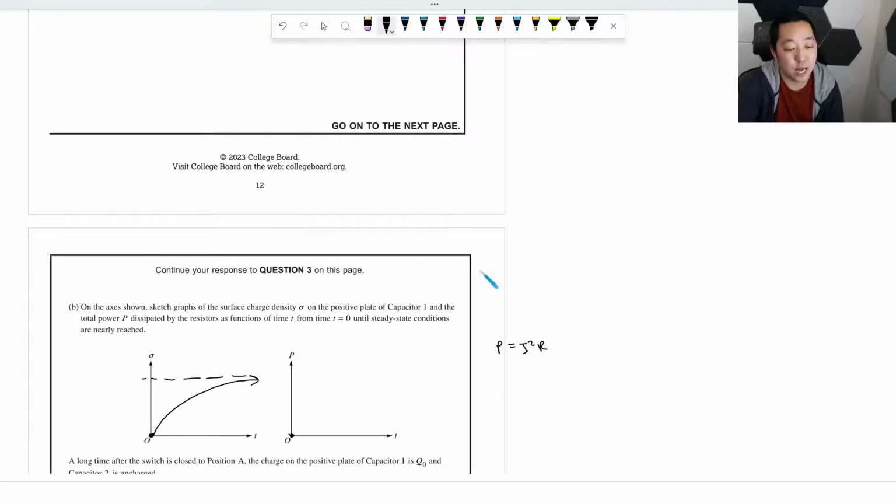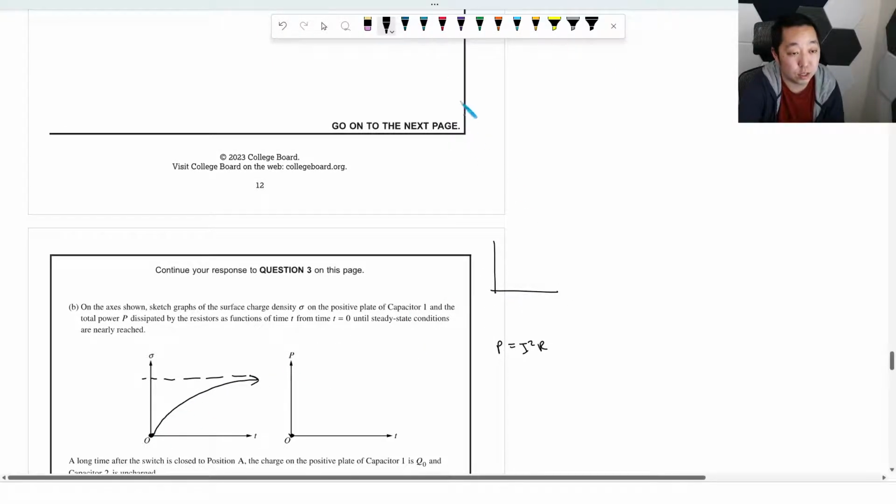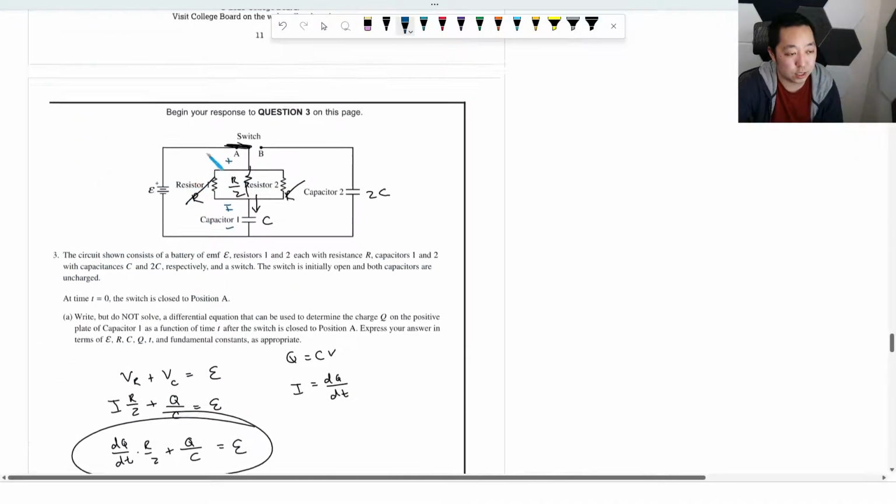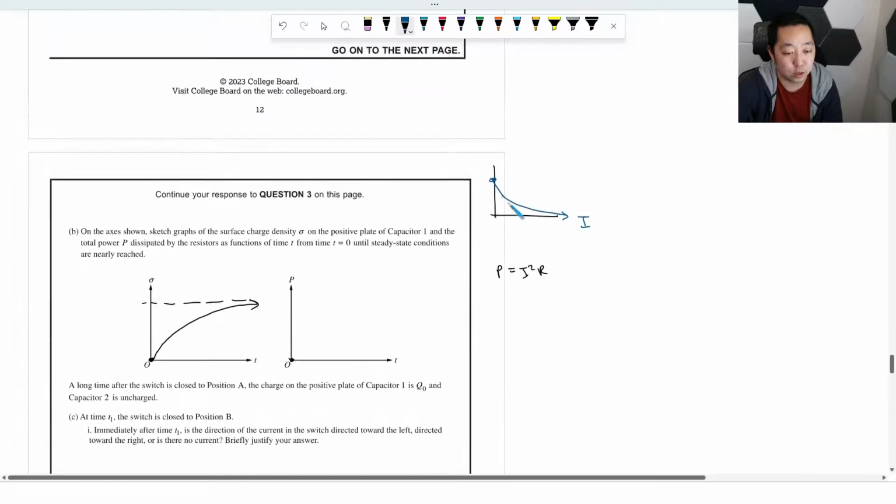So what's going to happen is the current is going to do this. The current, right, it's going to spike up and then it's going to decay to 0. That's what happens with the current. Because the current is in series with the resistors, you just do I squared R. So it's going to spike up and then decay to 0 like that.